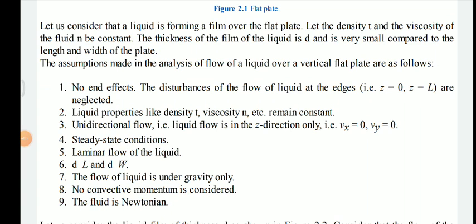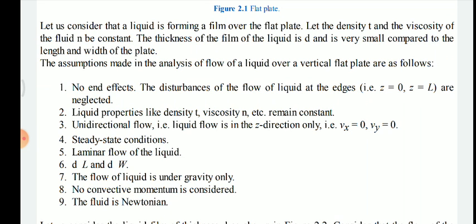Liquid properties like density, viscosity, etc. remain constant, as we previously discussed. The density and the viscosity remain constant for a fluid. Third, unidirectional flow. In other words, the liquid flows in the z direction only.